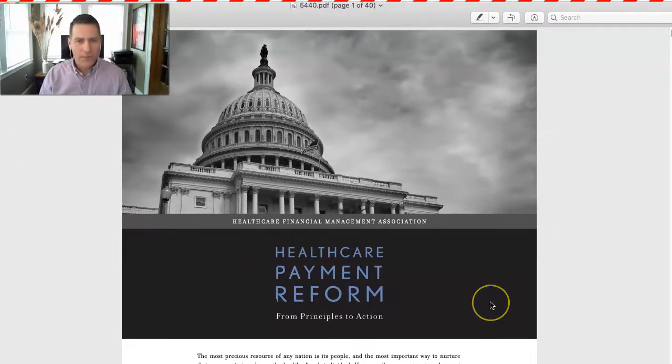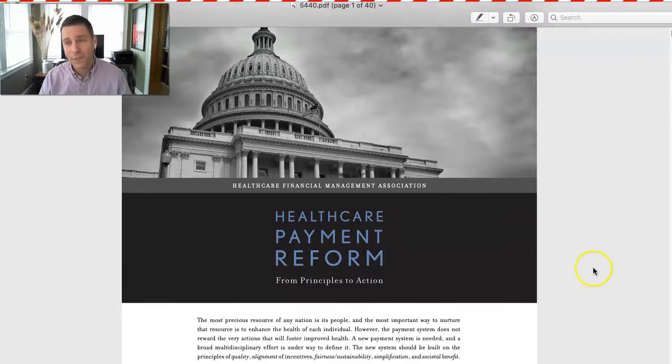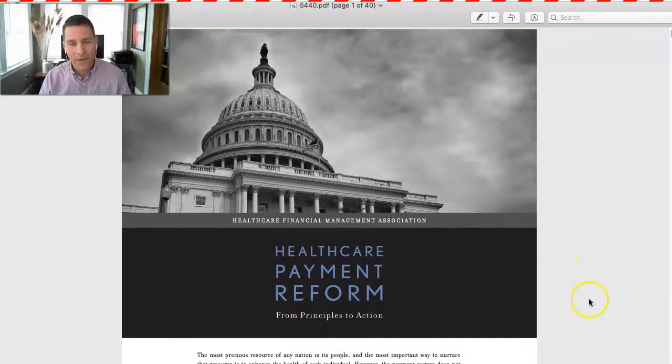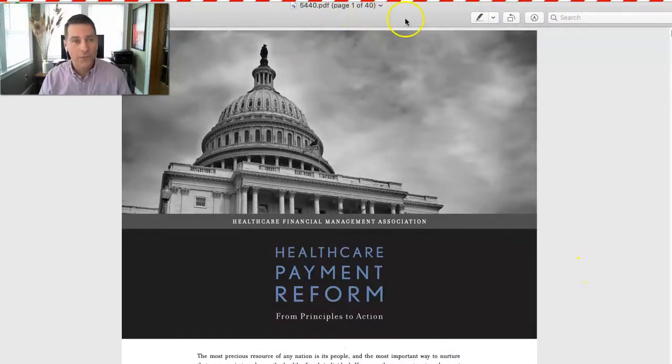So this one is from the Healthcare Financial Management Association. Nice little association if you like healthcare finance. It's basically the Healthcare Finance Association. They have a ton of white papers, and here's one white paper on healthcare reform. You can see it's a 40-page document.